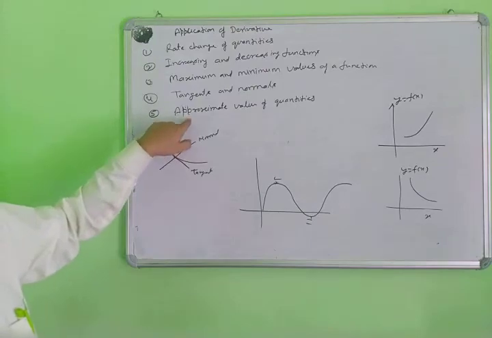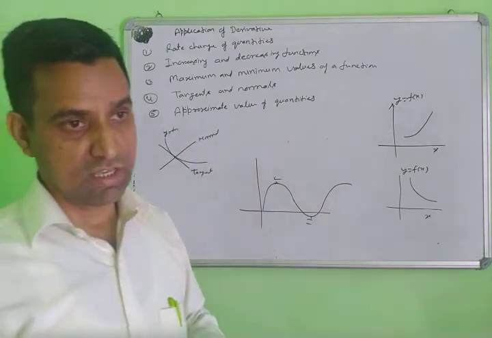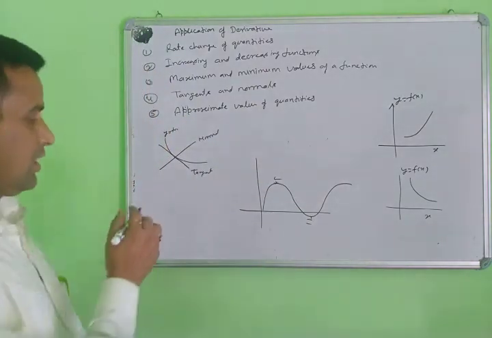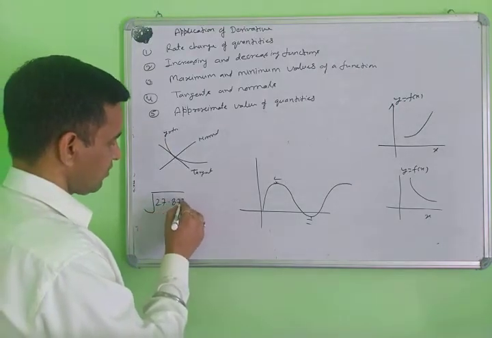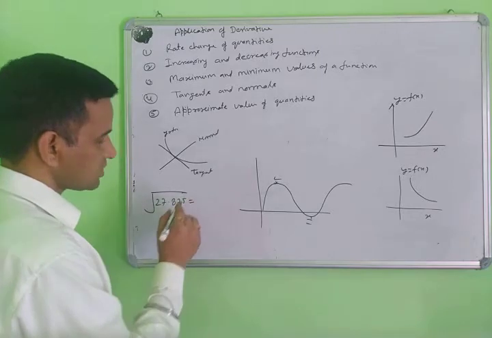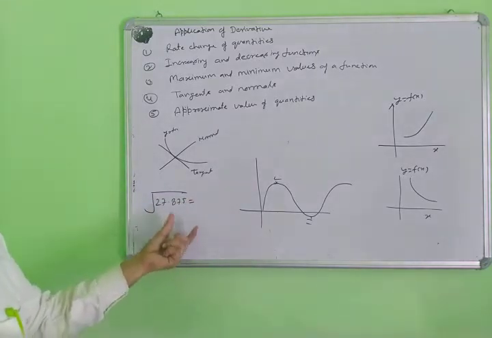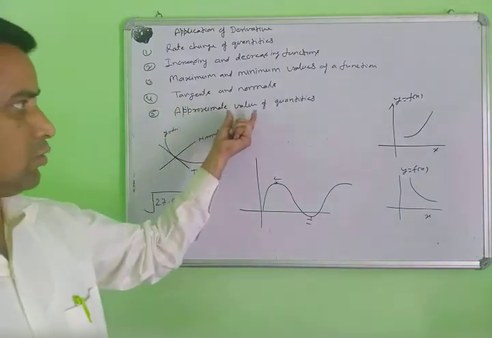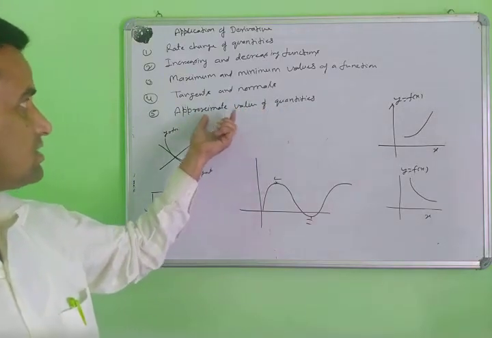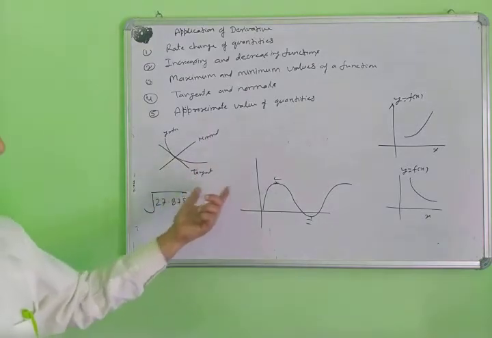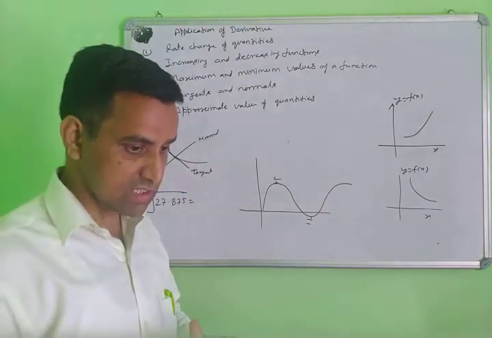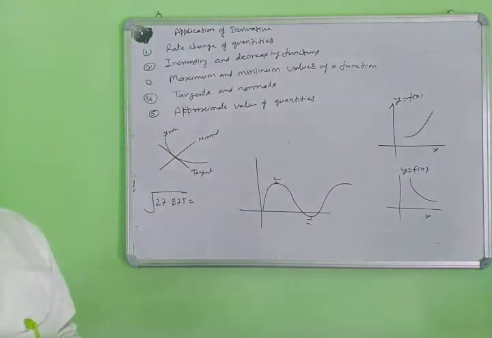And next, the approximate value of quantities. Suppose sometimes the value is given in square root form, like the square root of 27.875. So what is the approximate value of this root? Then you find the approximate value of the quantities. In these 5 different topics we will study different types. Now first we discuss rate of change of quantities.